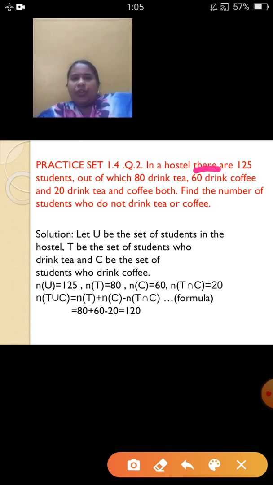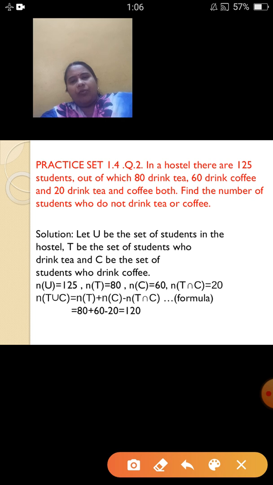Now one by one we will write the number of elements. What is given in the universal set? 125. So the number of elements in the universal set will be 125. Number of students drinking tea is how much? 80. So I have written 80 here. Number of students drinking coffee is how much? 60. So we write 60 here. Then comes both tea and coffee, so it means that it is the intersection. How many? 20. Okay, so n of T intersection C is equal to 20.